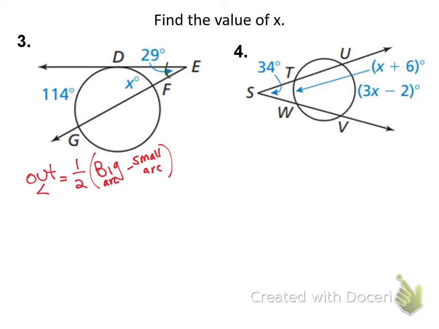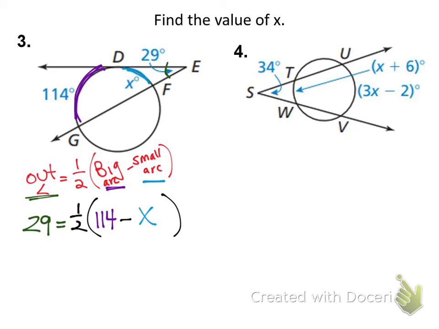All right, so what is the measure of the outer angle? 29, equals 1/2. And then what's the bigger arc? 114. And then the smaller arc is x. All right, so what can we do to solve for x? What should we do first? Multiply both sides by 2.